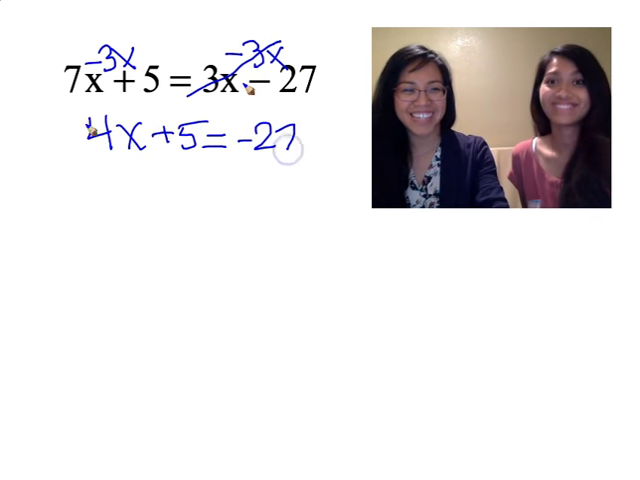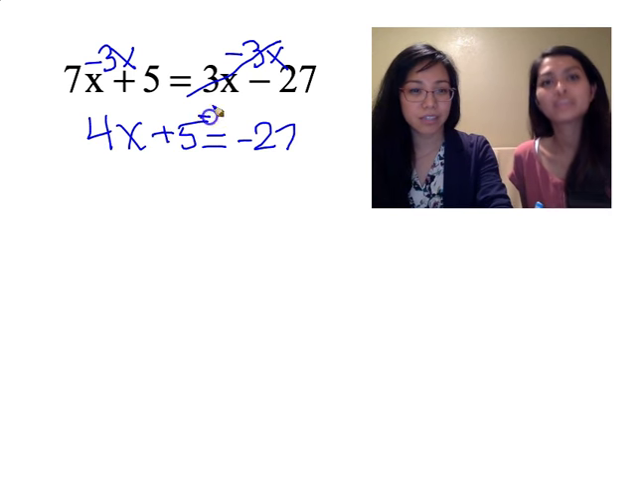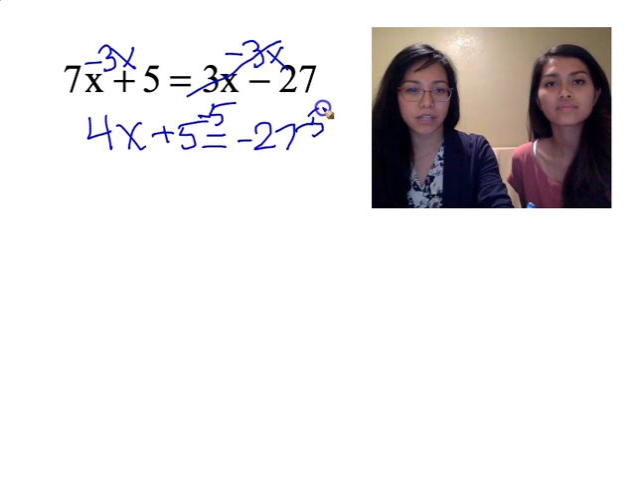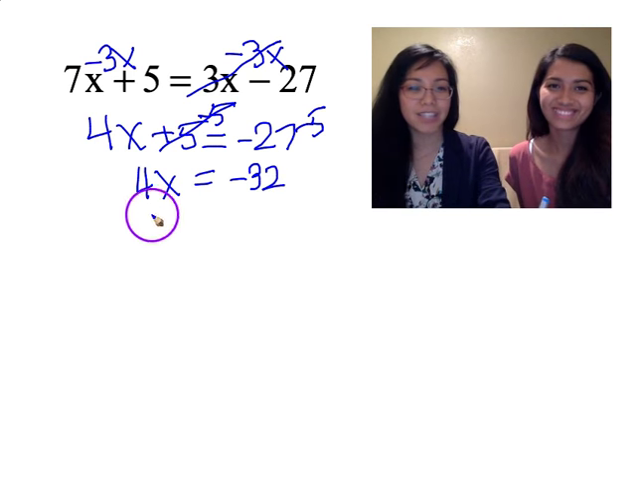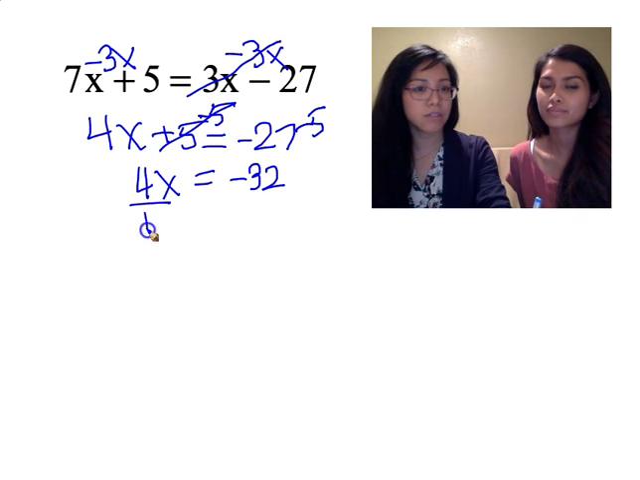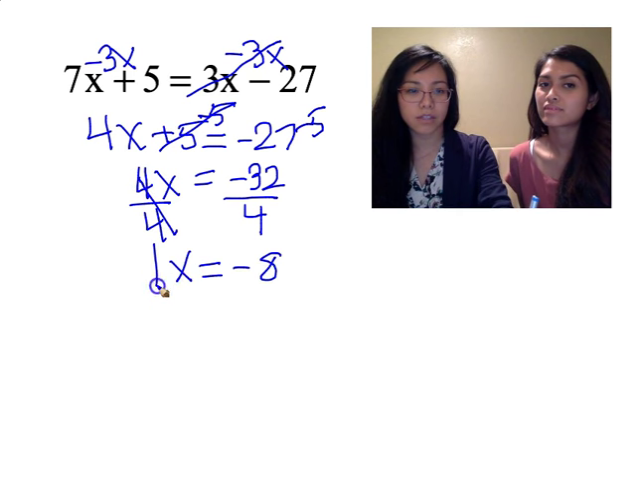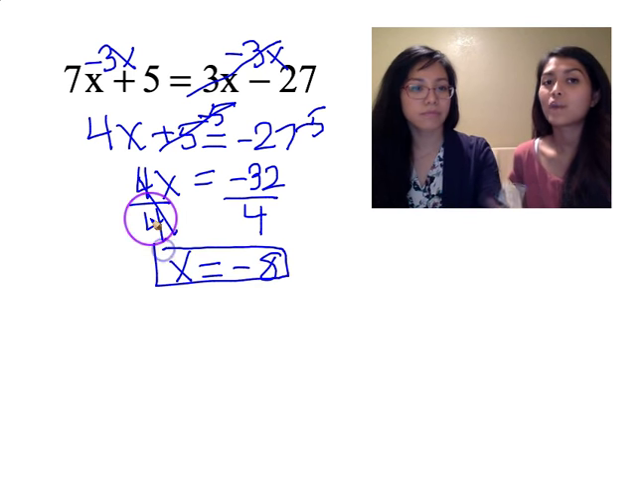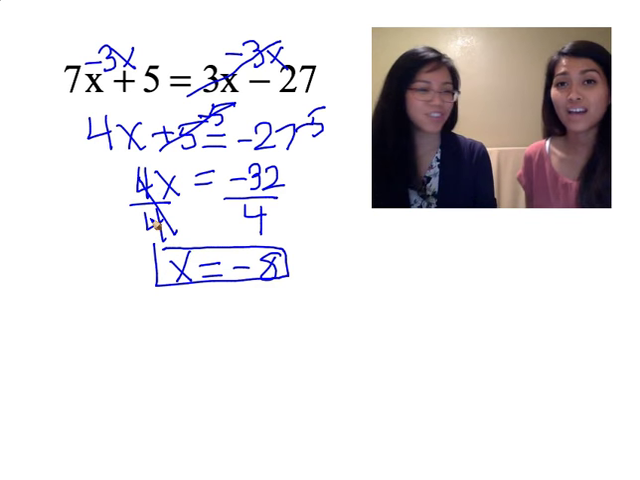That's right, Miss Sang. Then we want to get rid of the constants. Subtract 5 from both sides. This is gone, and we have 4x equals negative 32. Very nice. And we would still need to isolate the variable, so we are going to now divide both sides by 4, and x equals negative 8. This is our final solution. Wow. Now I think I know how to do it. Great. Let's see you try the next one.